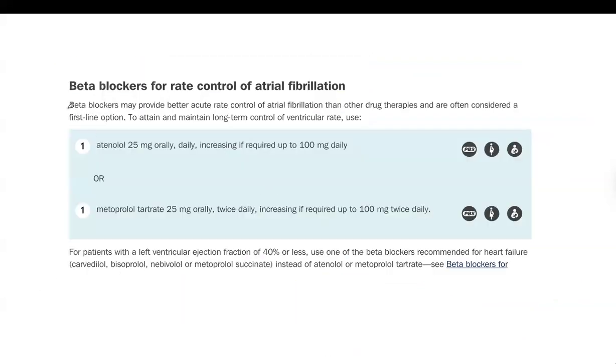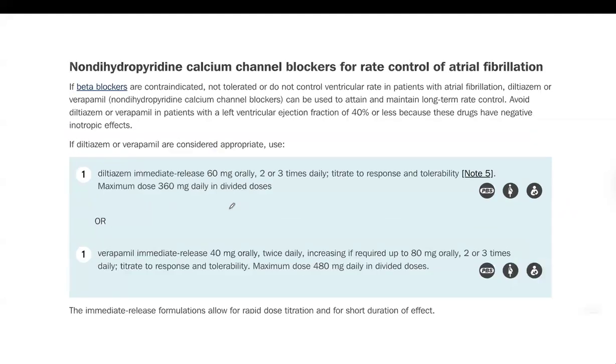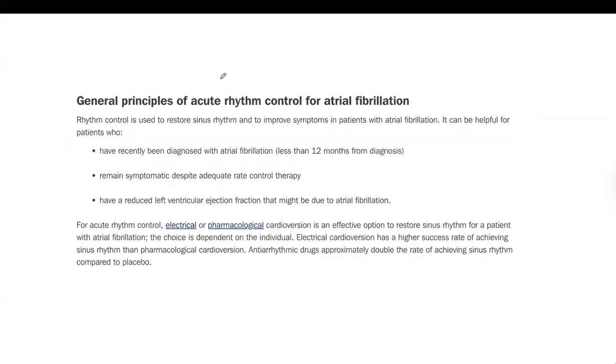So this is from the eTG guideline. This is the common beta blocker that we use as a rate controller, either atenolol or metoprolol. And these are the calcium channel blockers, diltiazem or verapamil. We talked about the general principle of rhythm control for atrial fibrillation. For rhythm control, you can use any of those that we discussed, which means you can use flecainide or amiodarone.